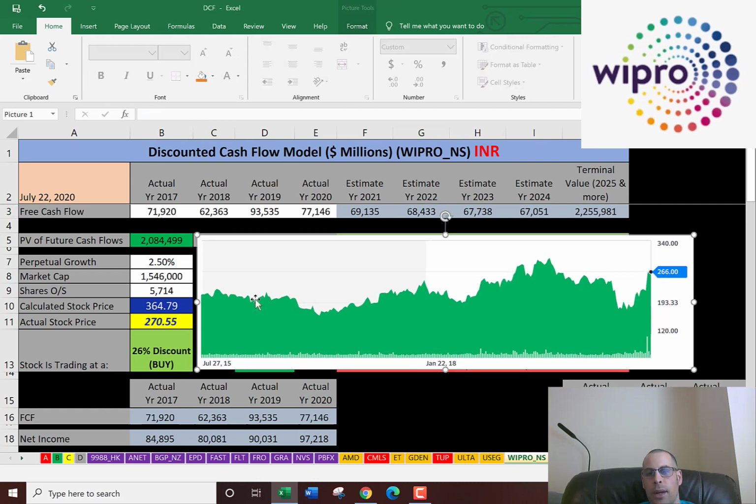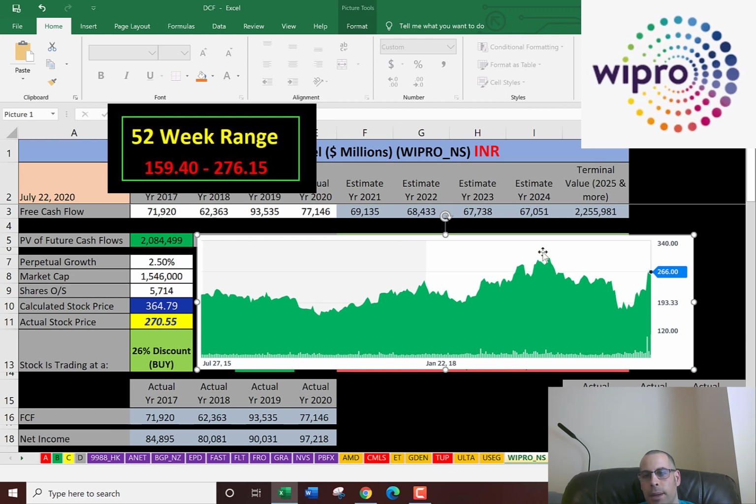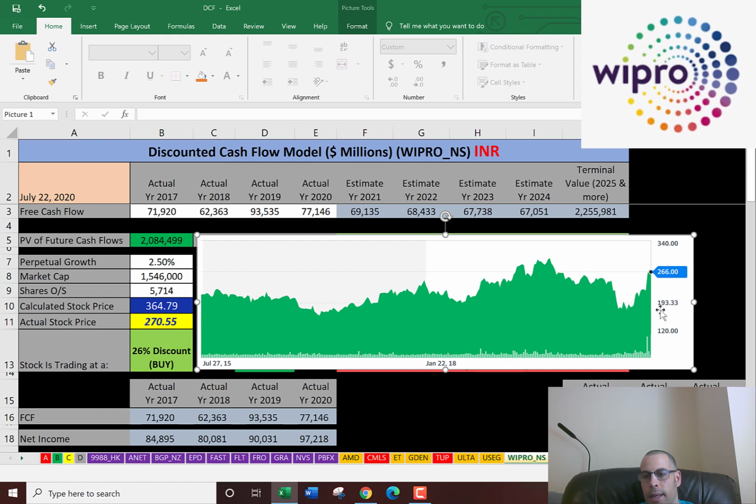Let's see where the stock has been trading. It looks like it peaked about 280 a few months back, and then it dropped to maybe 180, but it's come back up since coronavirus. It seems like it's on an uphill climb since coronavirus, which is the opposite of most stocks.